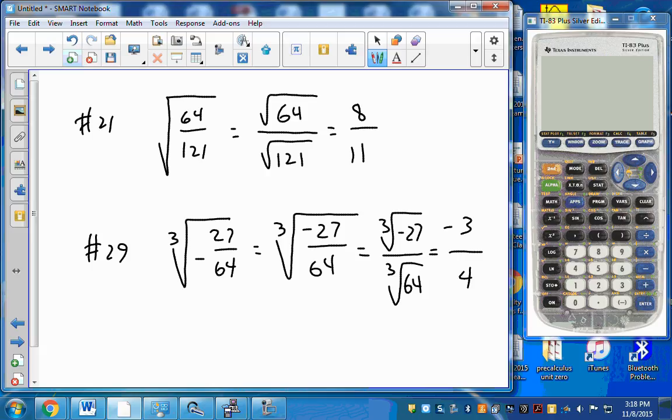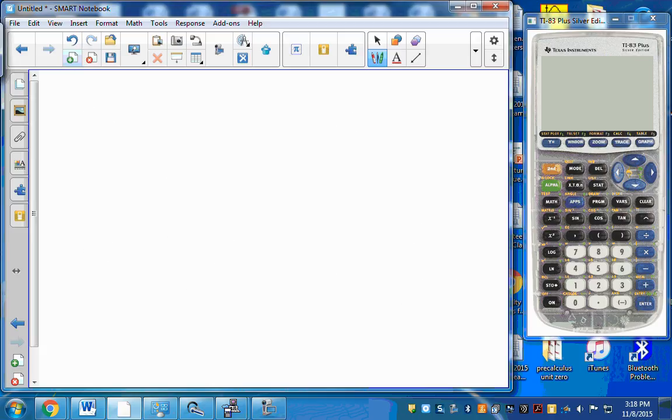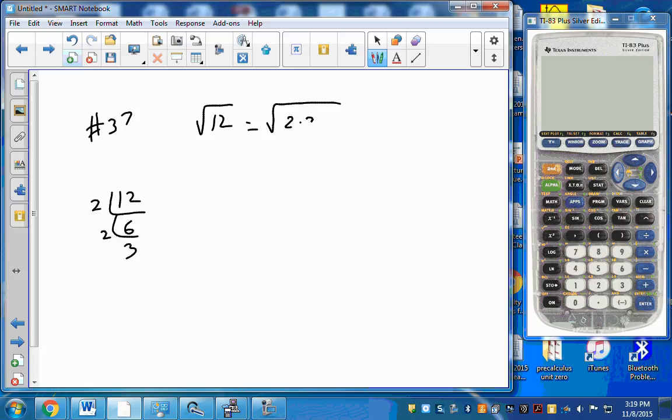Okay, the next batch says simplify. This is number 37. It says simplify the square root of 12. Okay, so here's our upside down division again. 2, 2, 3, square root of 2 by 2 by 3. Because the index is 2, this is a square root. We're looking for pairs. Each one comes out front. So we have 2 times the square root of 3, simplified form.